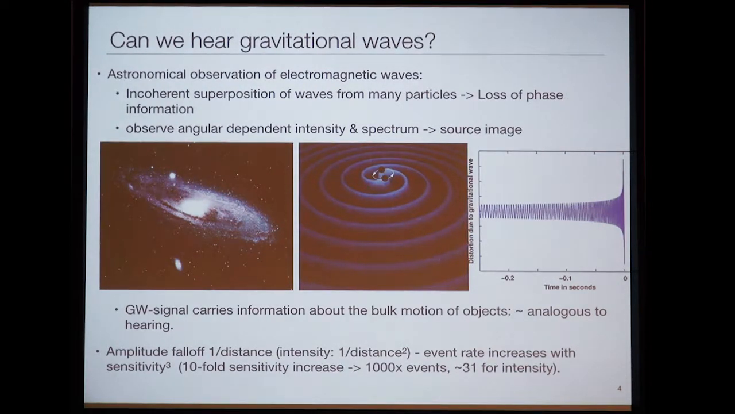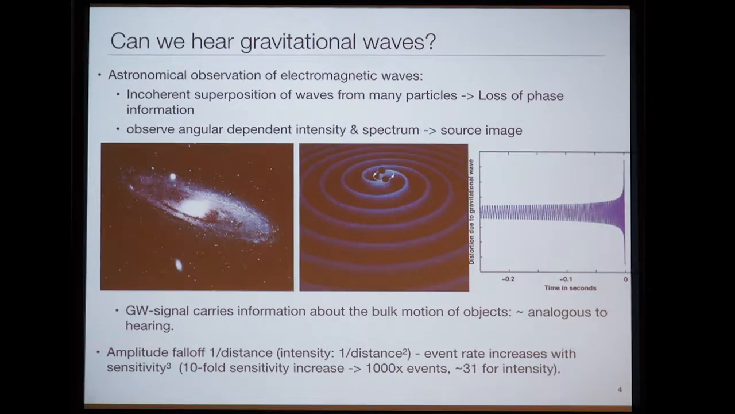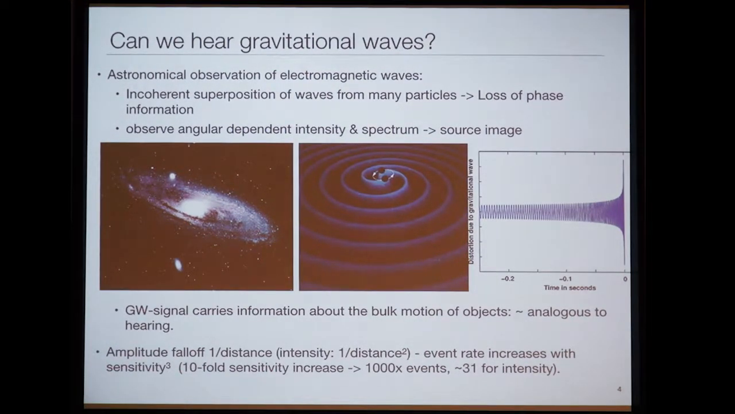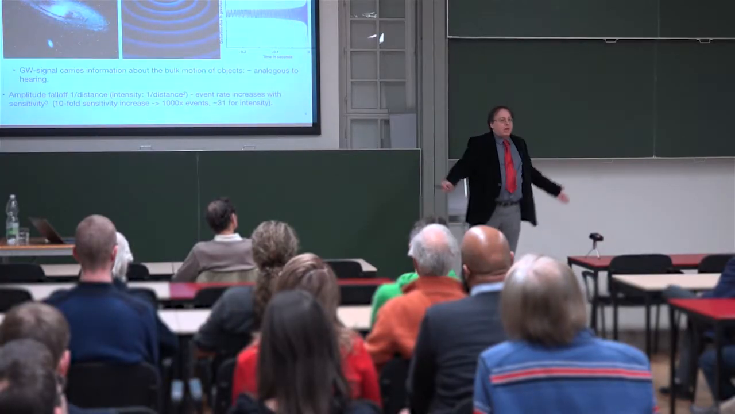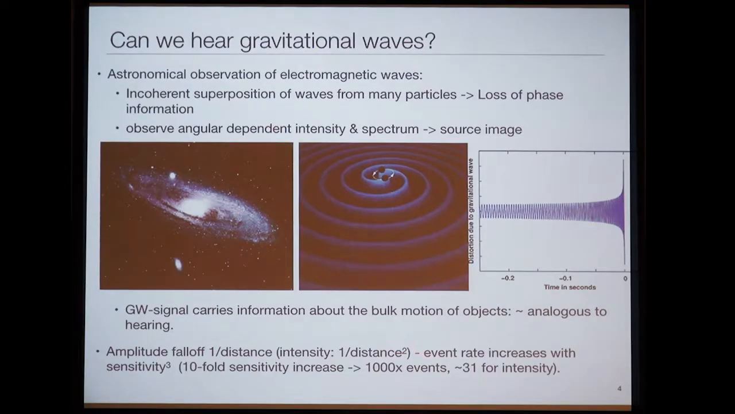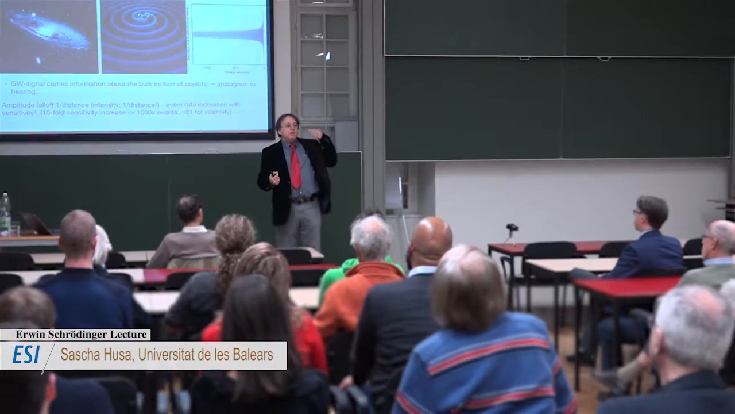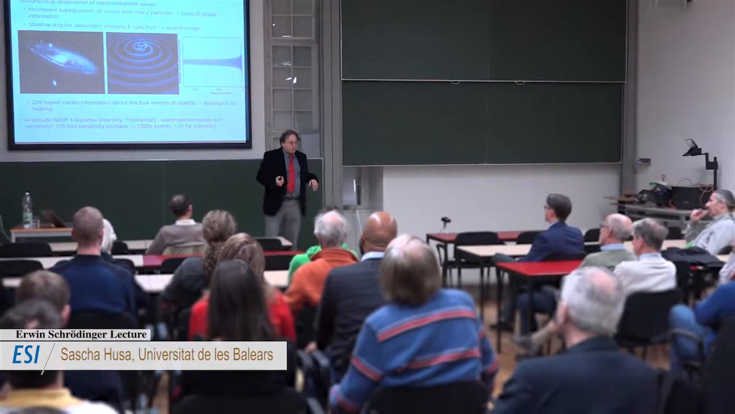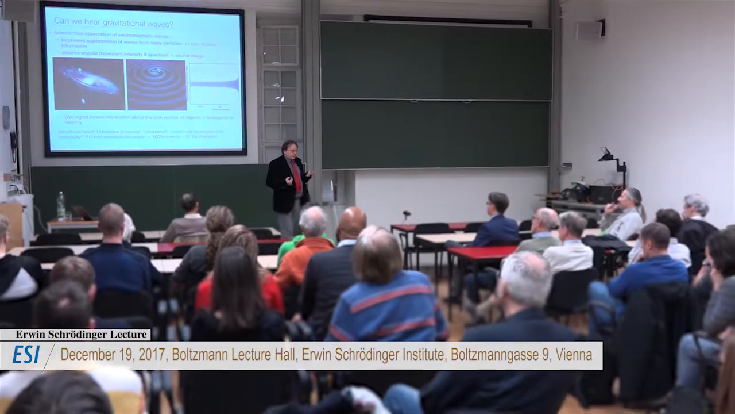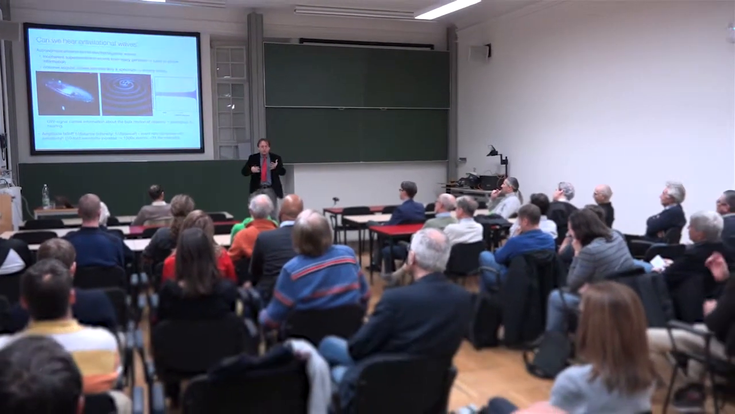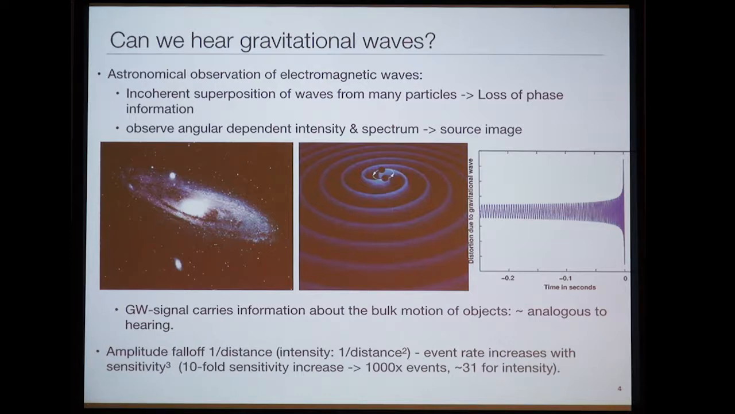And so if you increase your sensitivity, then your event rate increases essentially with the cube of the sensitivity. If you have a tenfold sensitivity increase, you can see 1,000 times more events, whereas if you watch intensity, it's just about a factor of 30. So if you make your instrument more sensitive, the gain is much, much bigger than with electromagnetic observations. This has given the field the confidence that even if you haven't seen something for a long time, eventually you will see it, because you just make your instruments a little bit more sensitive and you have a lot more events.